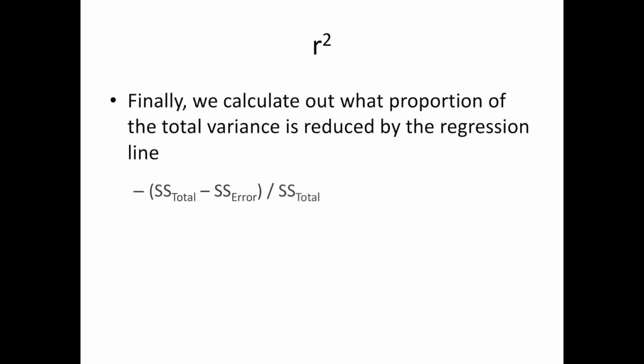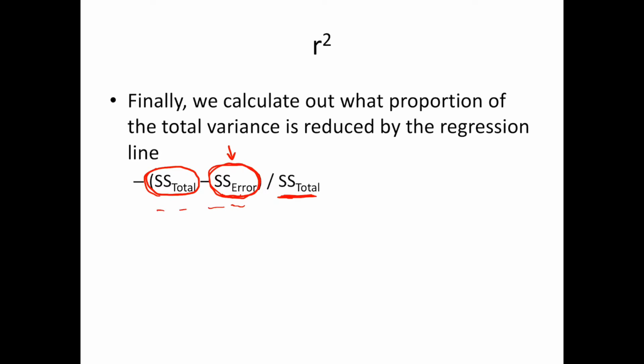So finally, we can calculate out what proportion of the total variance is reduced by the regression line. So in other words, we're just going to take the sum of squares total, which is how much people differ in general on their final exam grade. We're going to subtract out the sum of squares error. This is how much people differed from our regression line. And then we're going to divide that by the sum of squares total again, by that variability. In other words, this top part right here is how much better did we do than chance alone? And we're going to put that into a reasonable number by dividing it again by the sum of squares total.